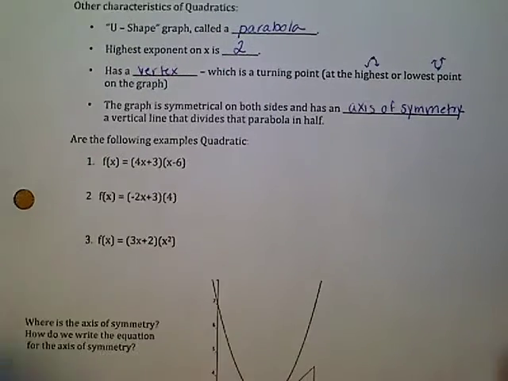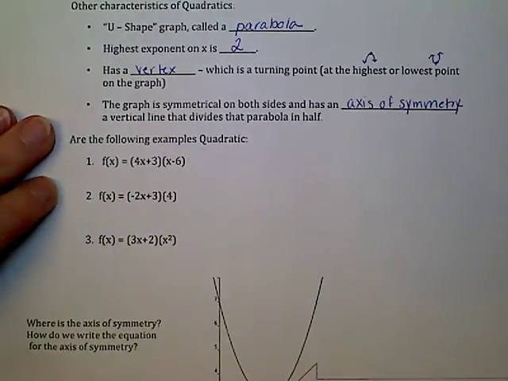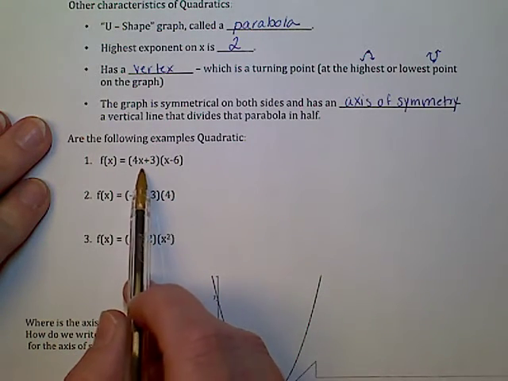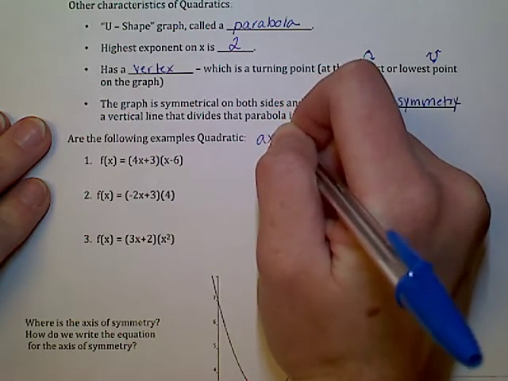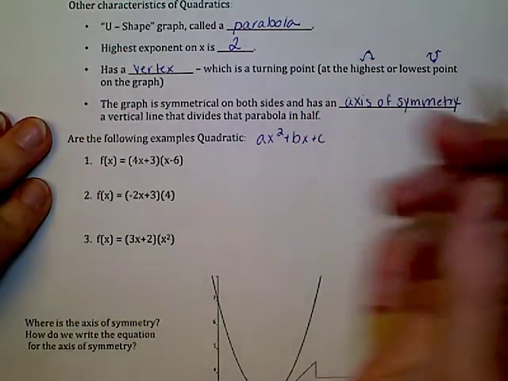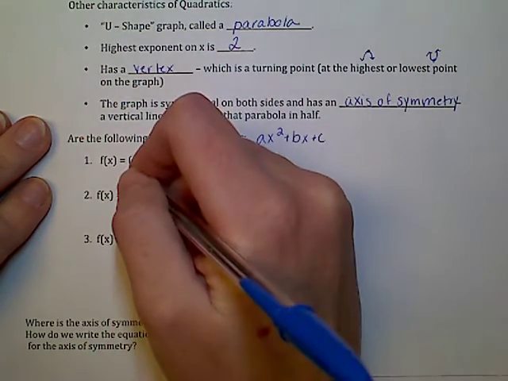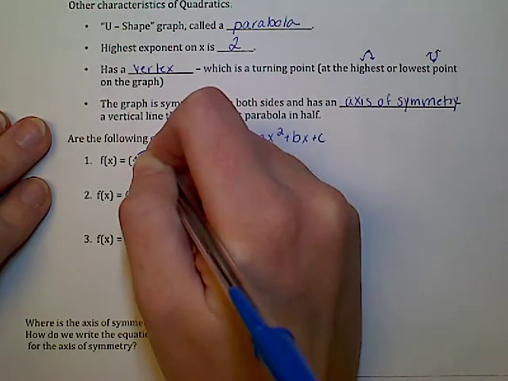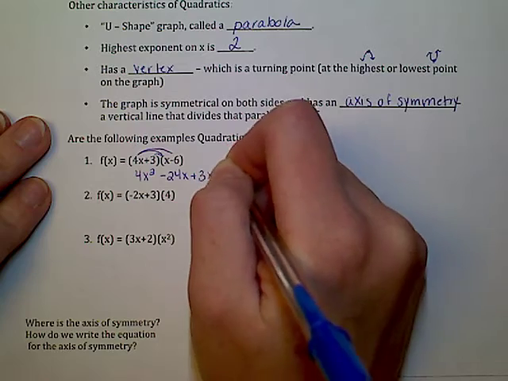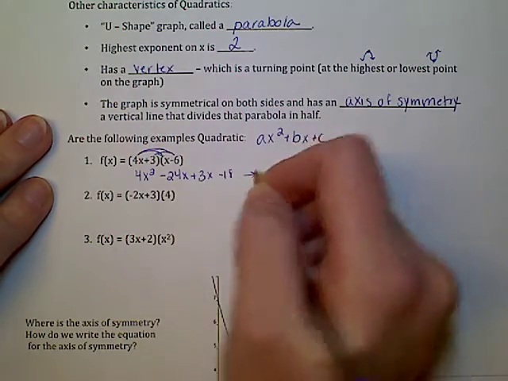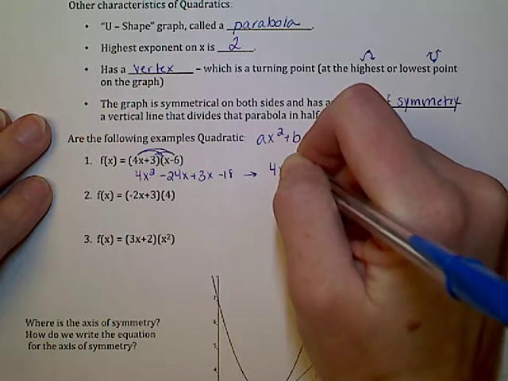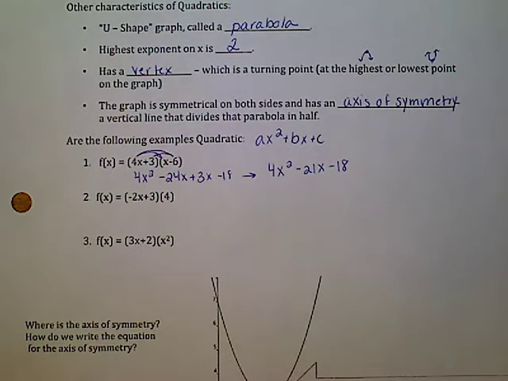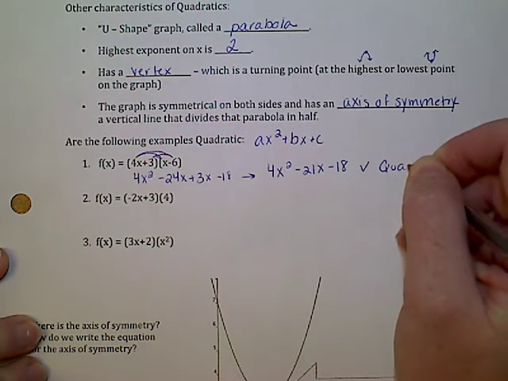So the first thing you want to be able to do is identify whether something's quadratic or not. And so I look at number 1. It's certainly not in the form right now of ax squared plus bx plus c, but if I were to FOIL these together, which is something that we know how to do, then obviously combine like terms, I would have 4x squared minus 21x minus 18. And that is in ax squared plus bx plus c form, so yes, it is quadratic.